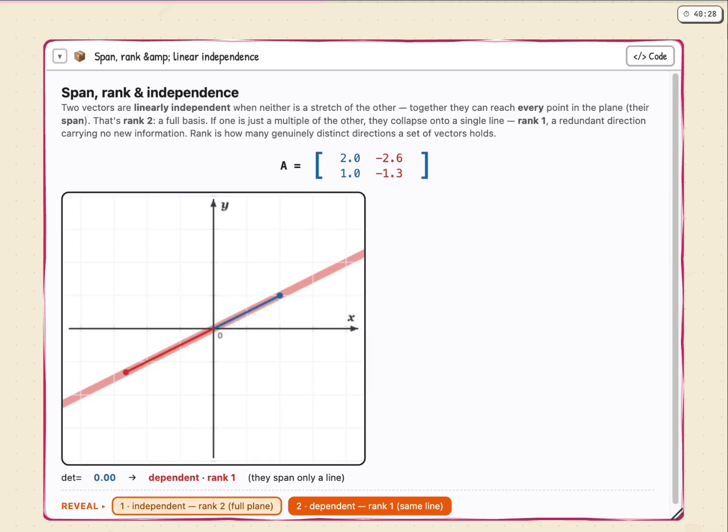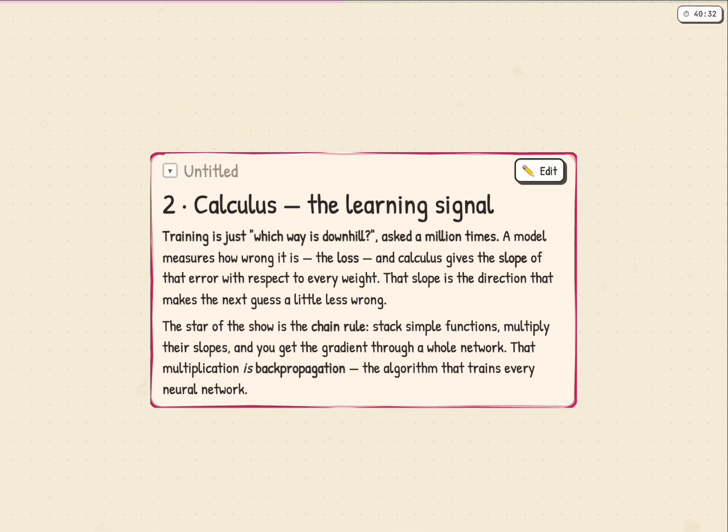Now, how does a model actually learn? Linear algebra gave us the data. Calculus gives us learning, because learning in machine learning is nothing more than gradually adjusting numbers to make a mistake smaller. And to know which way to adjust, you need to know which way is downhill. That direction, that slope, is what calculus provides. Every time a model improves, calculus is the compass telling it which way to step.